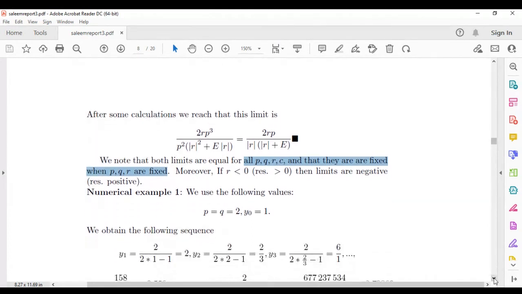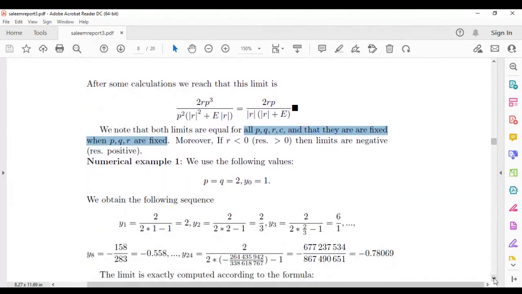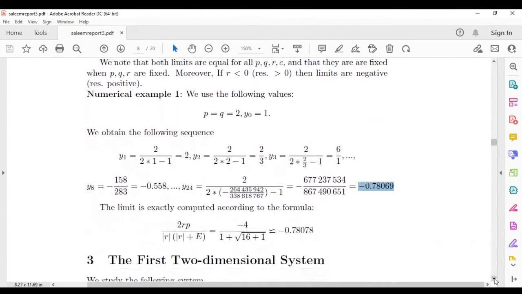We demonstrated many examples. So in case P, Q is 2 and y naught is 1 and R is minus 1, we see that the sequence after 24 steps reaches this value, which is very close to the limit, which we can calculate from the formula above, and it is about minus 0.78.